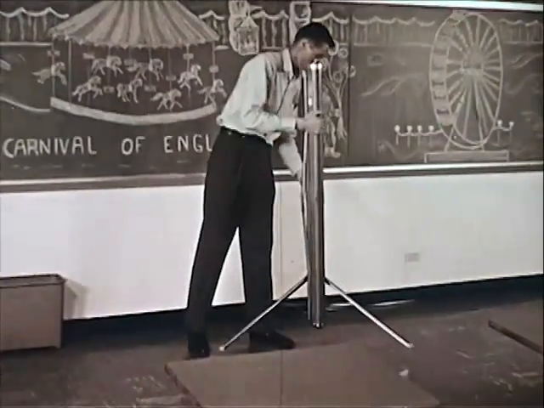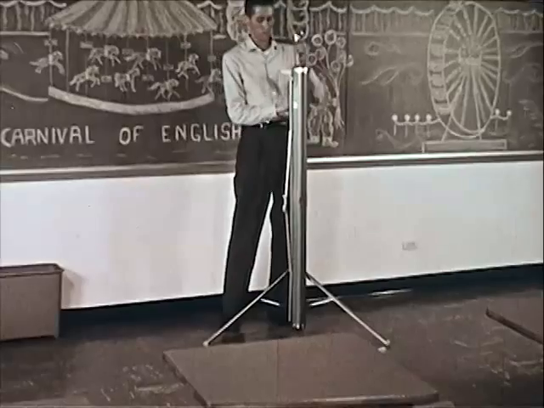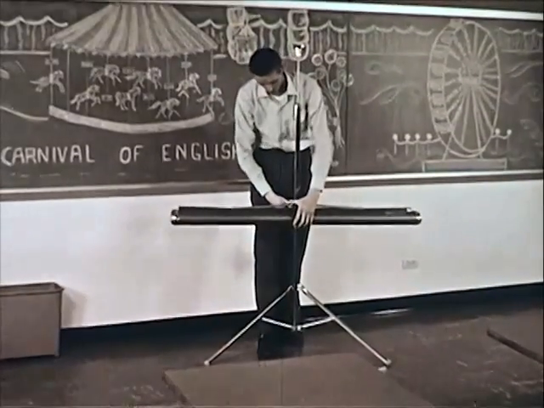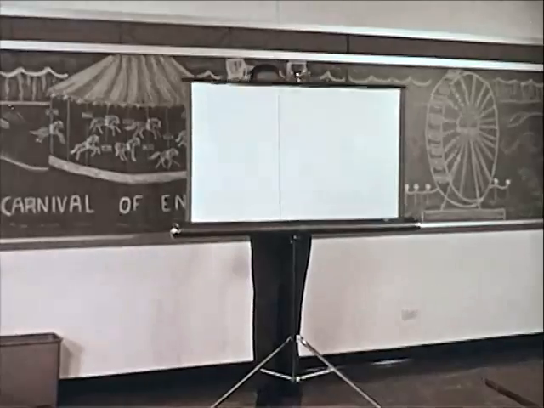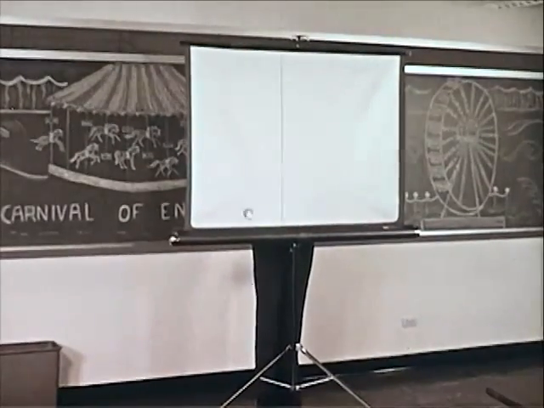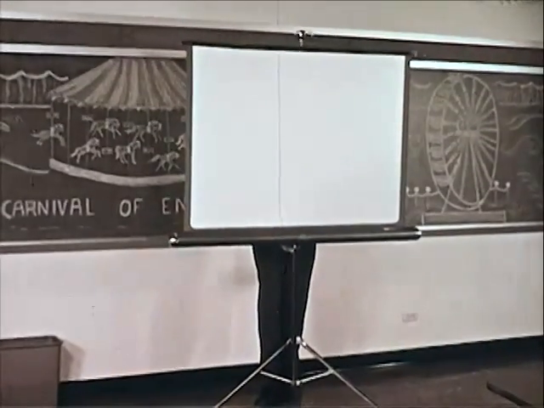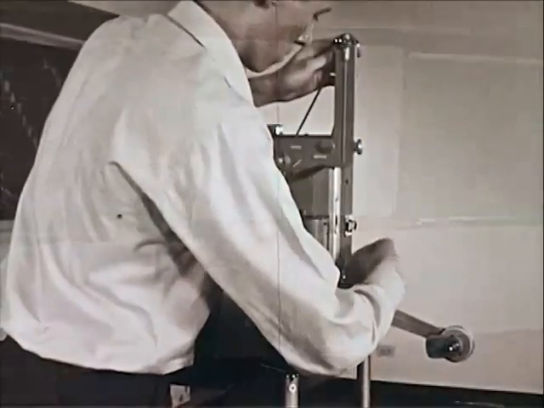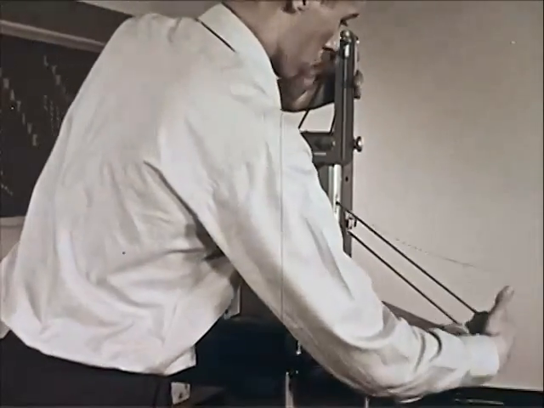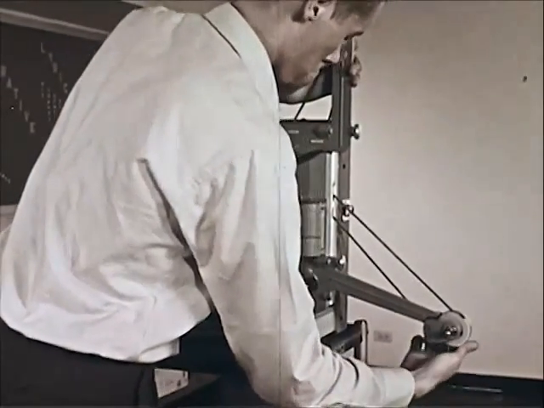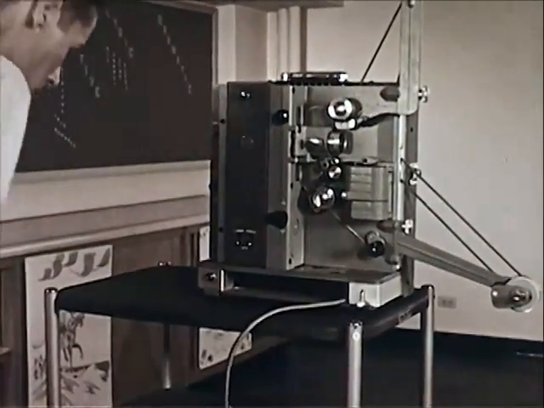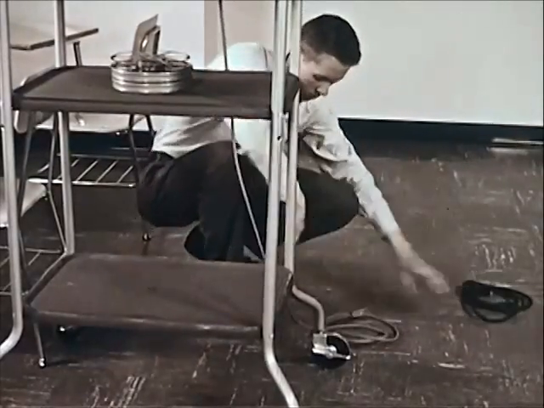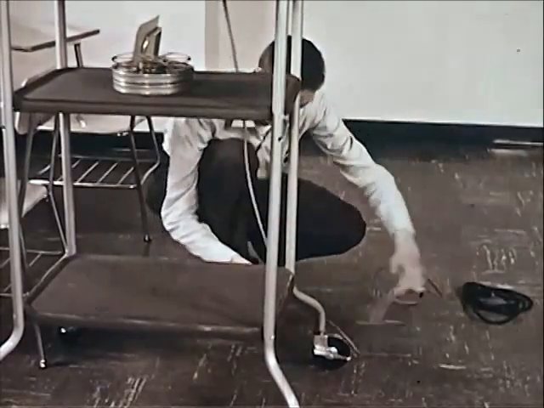The screen is placed directly in front of the projector and raised to the proper height. The projector is then assembled. The power cord is twisted around the leg of the stand to prevent the projector from being tipped over if the cord is accidentally pulled.